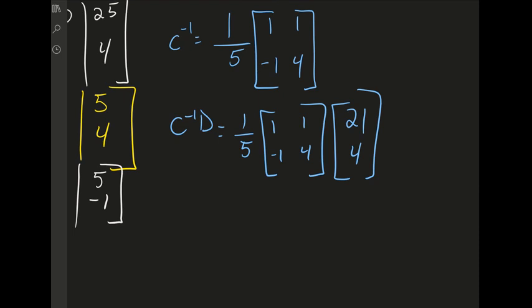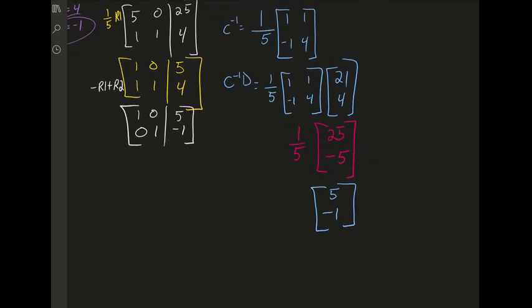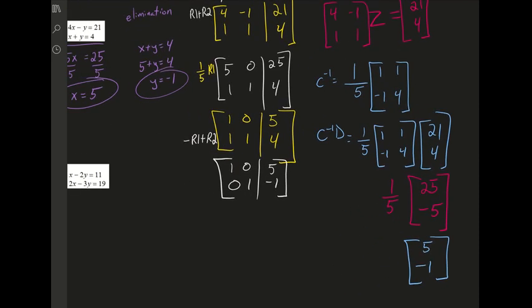So we've got 1 times 21 plus 1 times 4, so we get 25. And then negative 1 times 21 plus 4 times 4. So we've got negative 21 plus 16 is negative 5. Then when we multiply by that 1/5, we end up with 5 and negative 1.